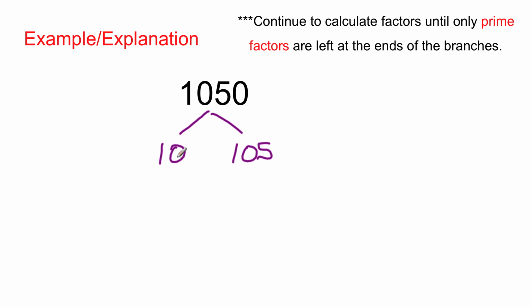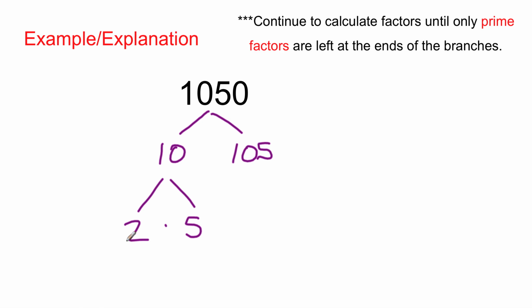1050. Let's take some numbers that are easy to work with: 10 and 105. 10 times 105 will give you 1050. Now I'm not done yet. Is 10 a prime factor? No, it's not. There are several factors that can make 10: 1 times 10, 2 times 5. So 2 times 5, there's your factor tree right there.